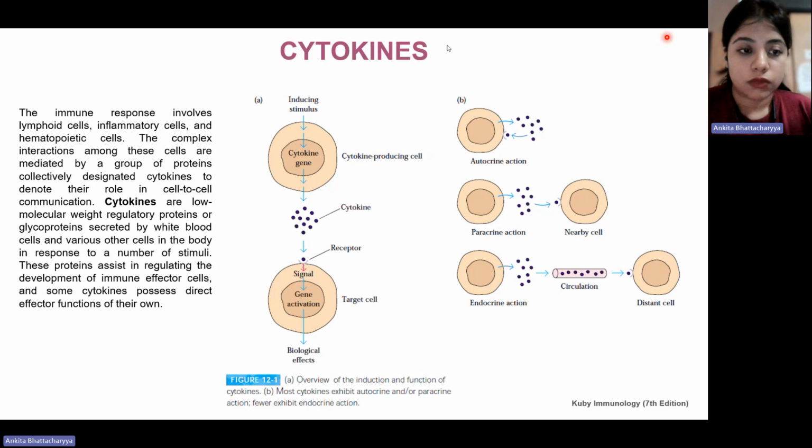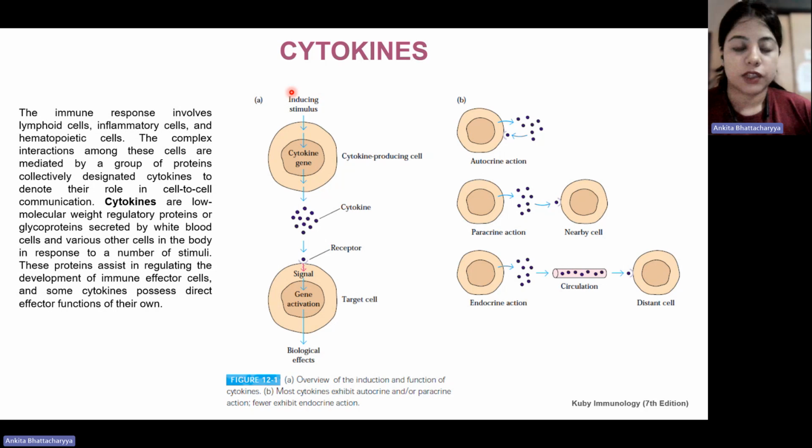So what they exactly do here is that this is again just a schematic representation. You have an inducing stimulus, whatever that might be. For now, let's just take it as a stimulus X, which is acting upon a cell which is capable of producing cytokines.